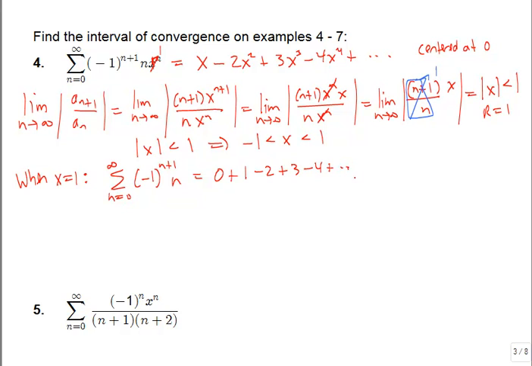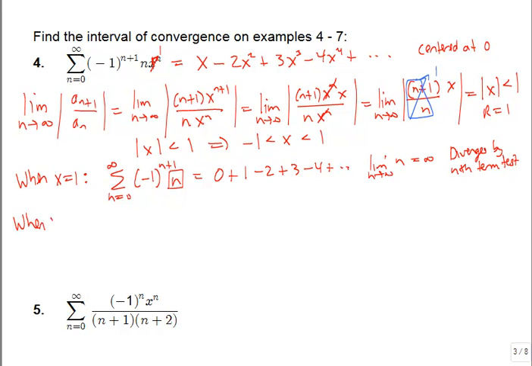Is that going to converge? No, it fails to converge because of the nth term test for divergence. If you take the limit as n goes to infinity of this nth term right here, that's going to blow up. These terms keep getting bigger and bigger and bigger. So this diverges by the nth term test. So that means we do not want to include the endpoint at 1. We want to leave it strictly less than.